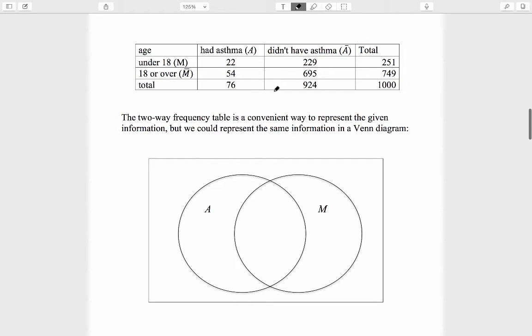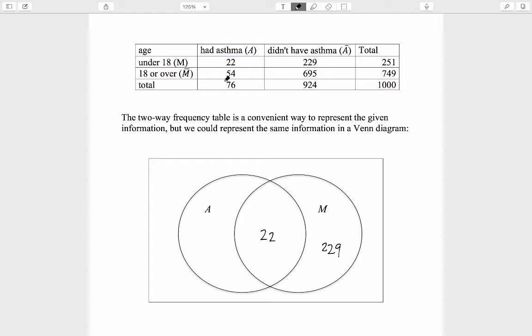The two-way frequency table is a very convenient way to represent the given information. But we could also represent that same information in a Venn diagram. This 22 specifically lives in A intersect M. This 229 is precisely the number of outcomes in A complement intersect M. We don't have to do any subtracting off here to avoid overlaps. These already are non-overlapping sets of outcomes.